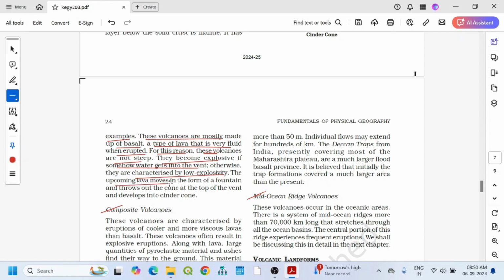The upcoming lava moves in the form of a fountain and throws out the cone at the top of the vent and develops into a cinder cone.